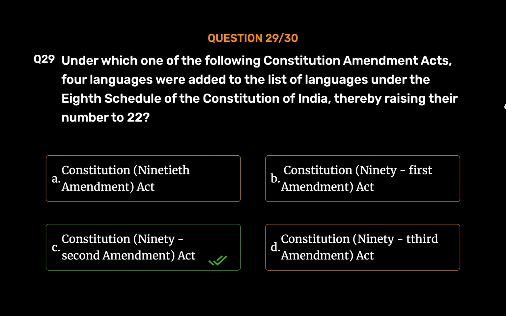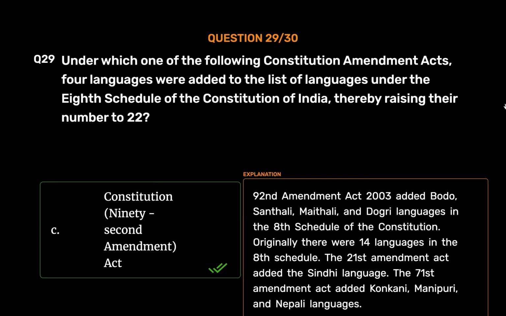Constitution 92nd Amendment Act. The 92nd Amendment Act 2003 added Bodo, Santhali, Maithili, and Dogri languages in the 8th schedule of the Constitution. Originally there were 14 languages in the 8th schedule. The 21st Amendment Act added the Sindhi language. The 71st Amendment Act added Konkani, Manipuri, and Nepali languages.